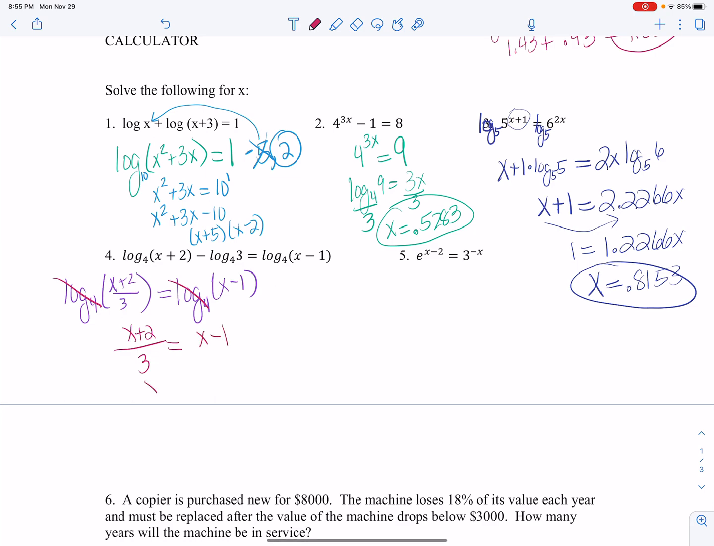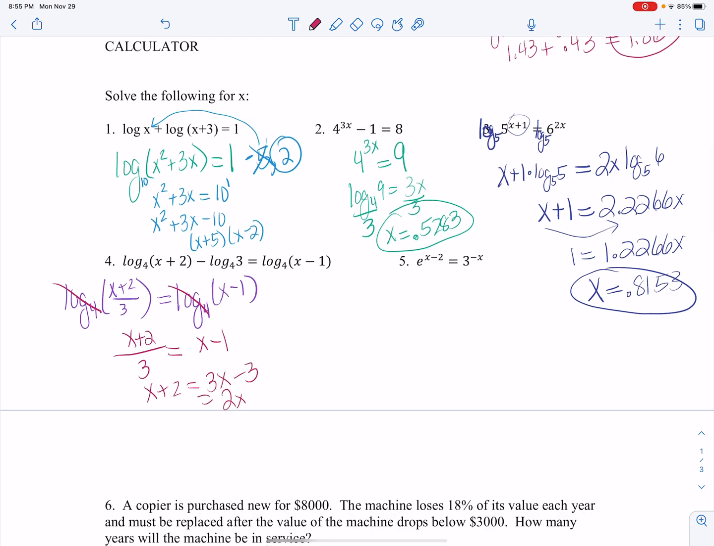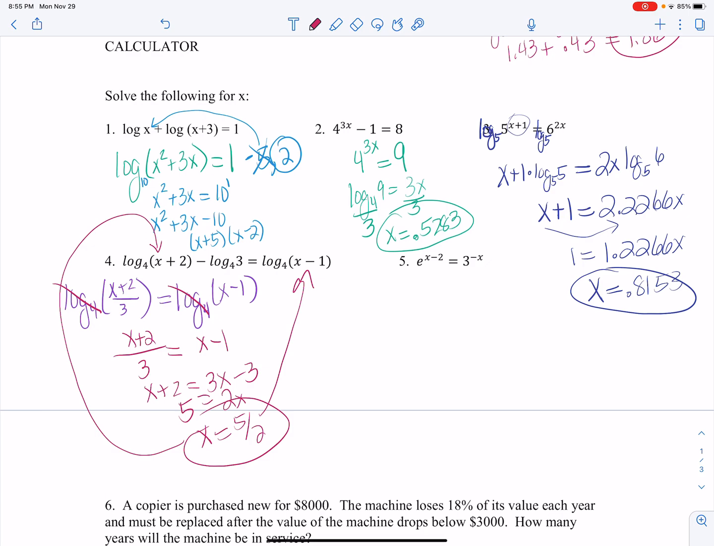So I'm going to multiply both sides by 3. So x plus 2 equals 3x minus 3. So I get my x's together and I get my numbers together, and my answer is 5 halves. If I put 5 halves into here, 5 halves plus 2 is positive, so we're good. If I put it into there, it's positive.